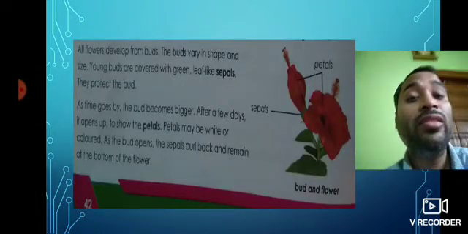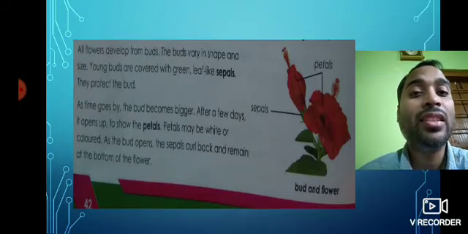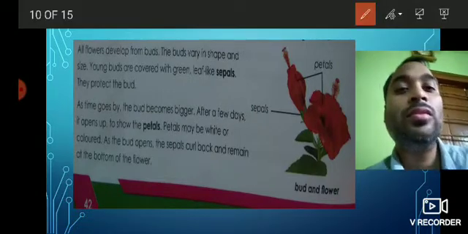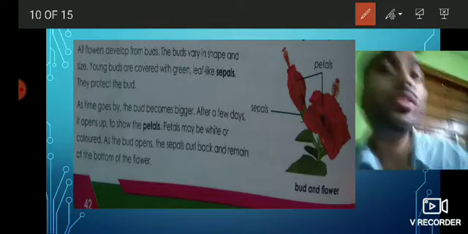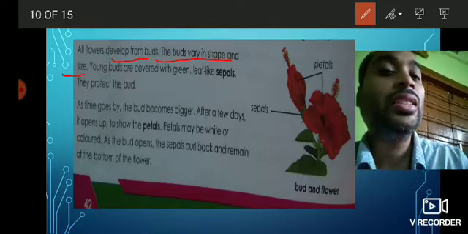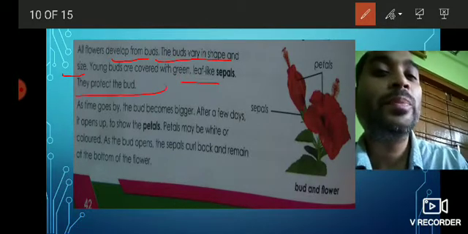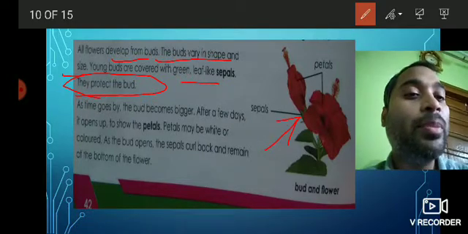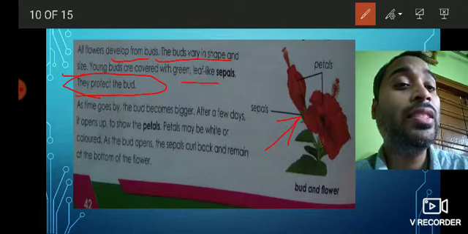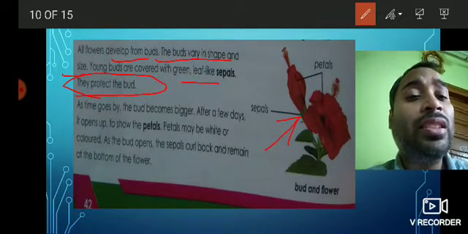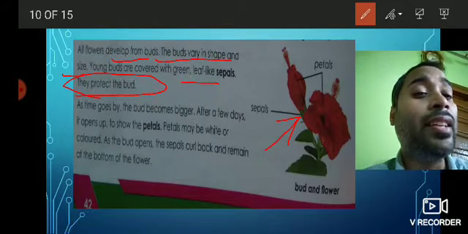Then flowers, they develop from buds. The buds vary in shape and size. Young buds are covered with green leaf-like sepals. They protect the bud. So flowers develop from which part? They develop from buds, and buds may vary in shape and size. Young buds are covered with green leaf-like sepals and they protect the bud. So this green part which you can see here is the sepals, and this protects the young buds. And what are buds? Buds are the place from where the flowers arise.